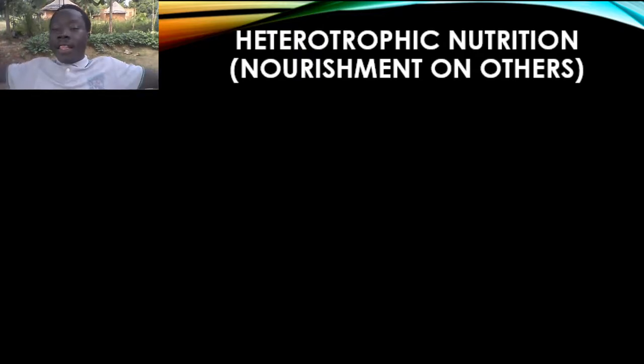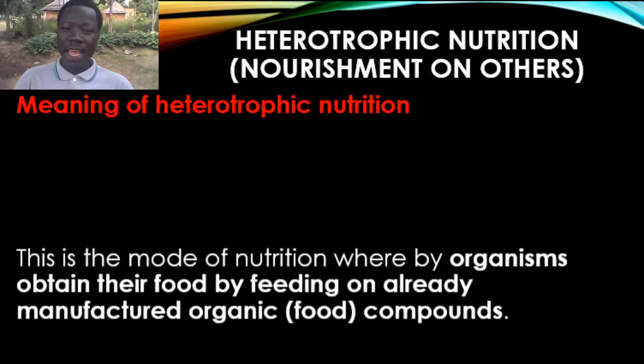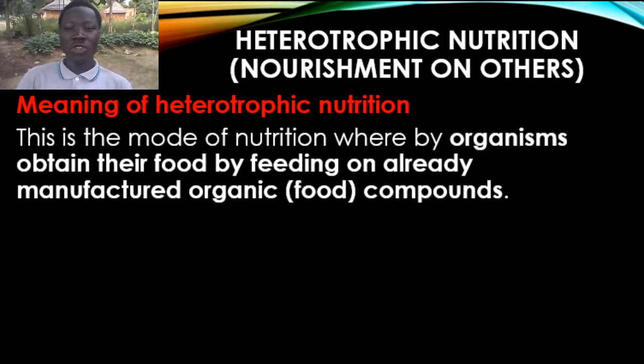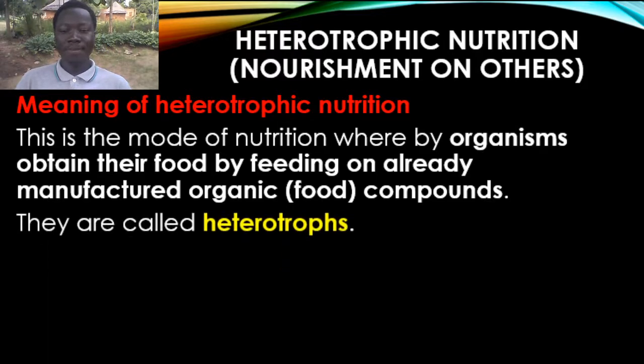The second is the heterotrophic nutrition, which is like saying feeding on others. So you feed on others now. You as a human being, you feed on either plants or animals, but you are all organisms, so you are feeding on others. That means you carry out the process of nutrition called heterotrophic nutrition. So, by definition, heterotrophic nutrition is the mode of nutrition whereby organisms obtain their food by feeding on already manufactured organic food compounds.